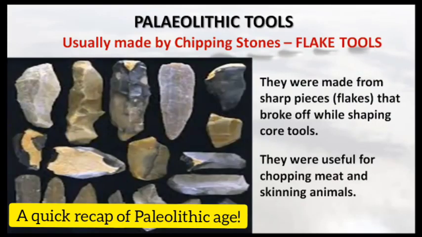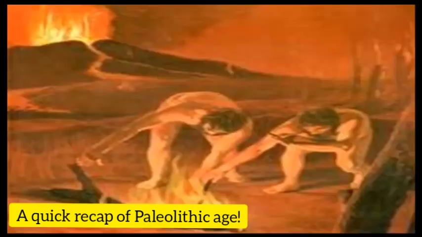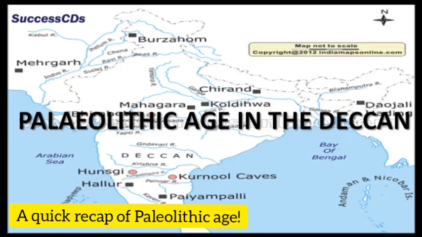Flake tools were made from the sharp pieces or flakes that broke off while shaping core tools. These were useful for chopping meat and skinning animals. Remains of ash at some Paleolithic sites led to the conclusion that fire was known to Paleolithic man. Paleolithic remains have been found at many places in the Deccan such as Pune, Nasik and Chirki Nivasa in Maharashtra, Hunsgi in Karnataka and Kurnool in Andhra Pradesh.